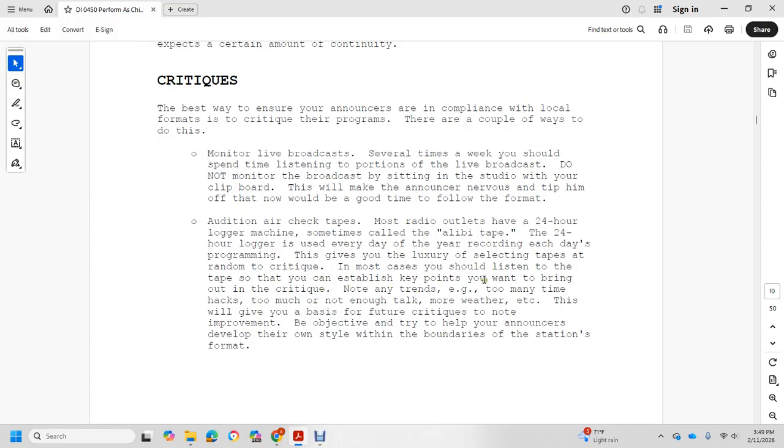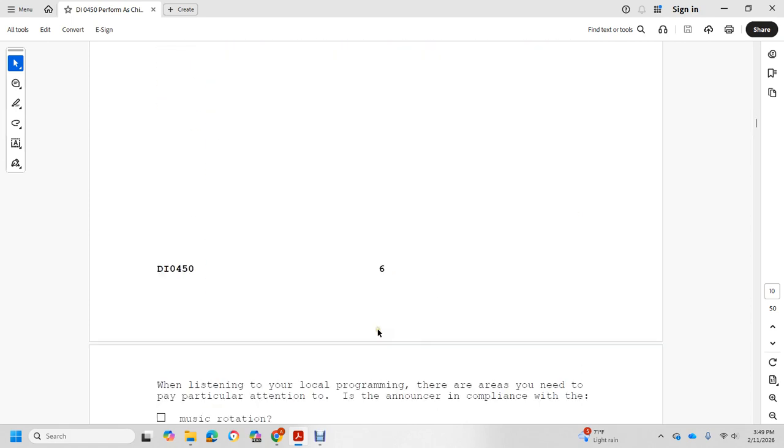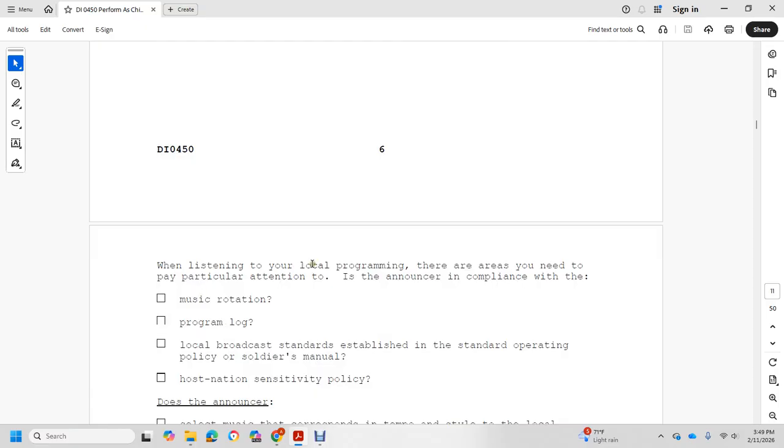Note any trends, such as too many time hacks, or not enough talking or weather, etc. This will give you the basis for future critiques and note the improvement. Be objective and try to help the announcer develop their own style within the boundaries of the station format. When listening to a local program, there are areas you need to pay particular attention to for announcer compliance.